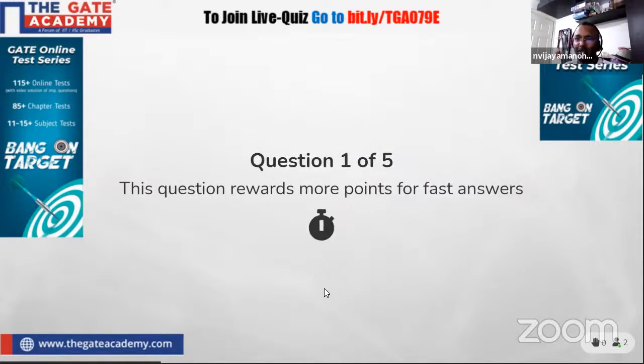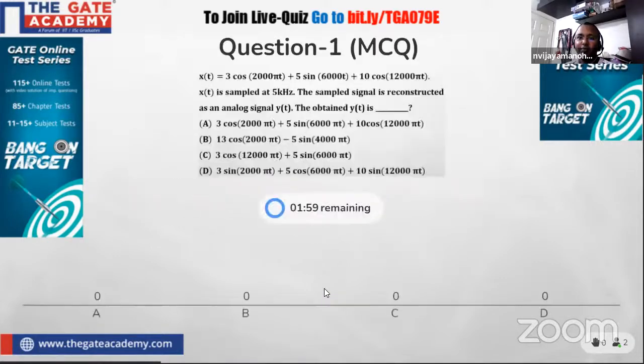So here comes the first question. This is going to be a very interesting multiple choice question. Let's see. X of t is given to be a signal. X of t is sampled at 5 kilohertz. The sampled signal is reconstructed as an analog signal y of t. What is the obtained y of t? This is a very interesting question. Let's see. Yes, we have around 90 seconds remaining.